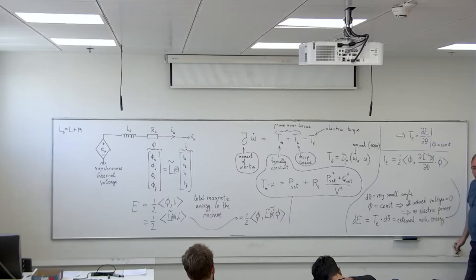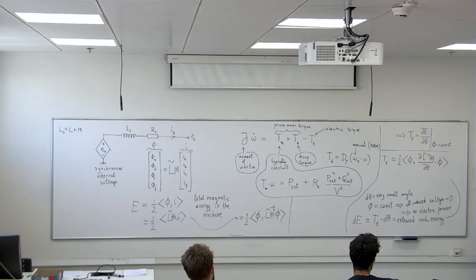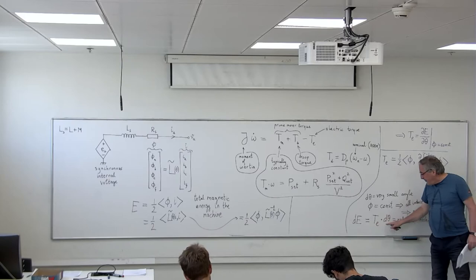You mentioned that the way to keep fluxes constant is to keep I constant, to keep zero voltage. I do that because that leads to zero voltages, and then I know that all the power goes to the mechanics. It goes to torque times mechanical work, which means torque times angle.